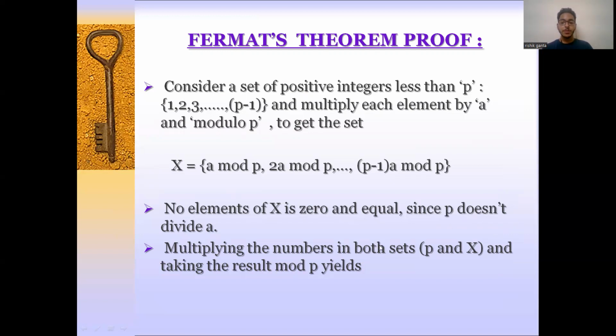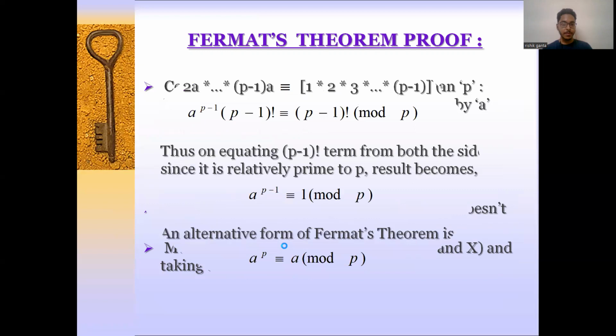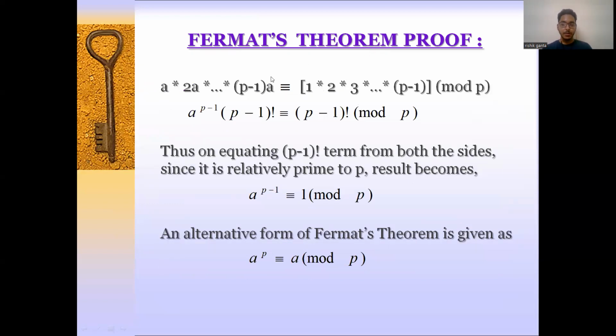Multiplying the numbers in both sets, that is set p and set x, and taking the result modulus p yields, by Fermat's theorem, a into 2a into so on until (p-1)a, which is congruent to 1 into 2 into so on until (p-1) mod p. On simplifying that, we get a raised to the power p-1 into (p-1)!, which is also congruent to (p-1)! mod p.